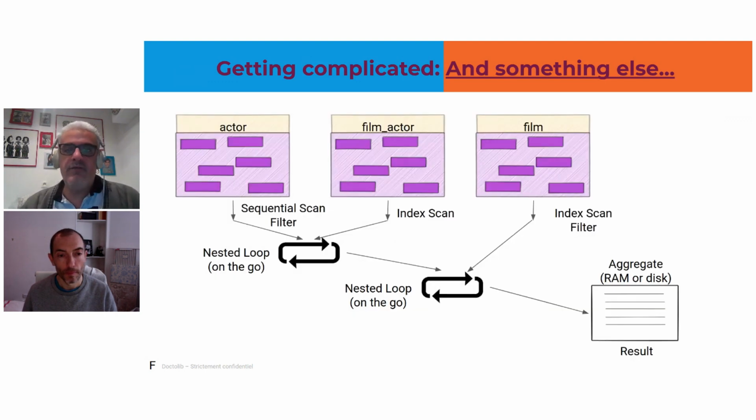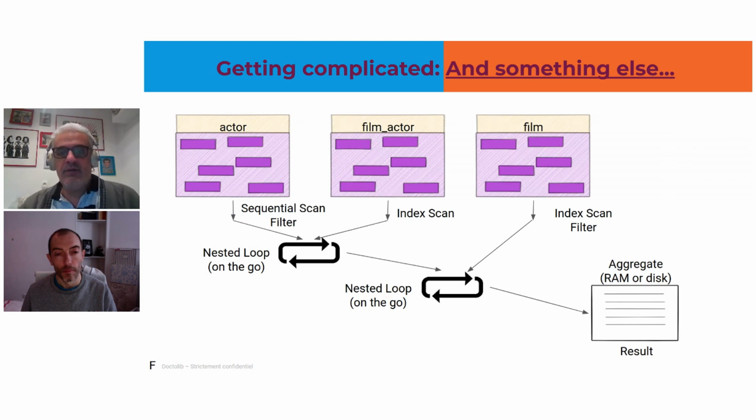I try to make it graphical so it's easier to understand. For the table actor, as I said, I don't have an index for the last name, so I make a sequential scan and filter out. I join that with film actor, and I can index scan because I have an appropriate index. So I will loop that on the go, one result over the other.